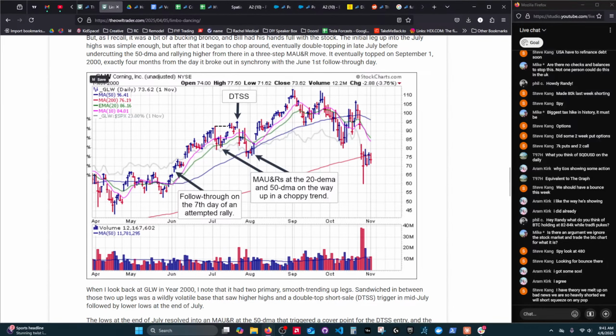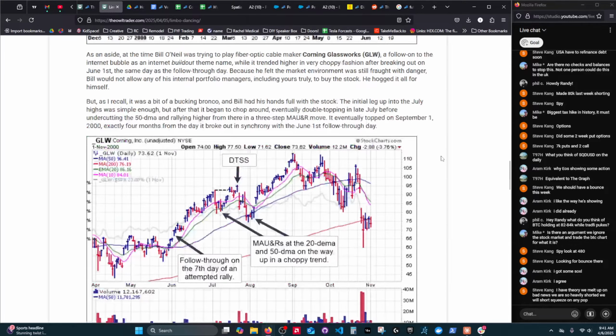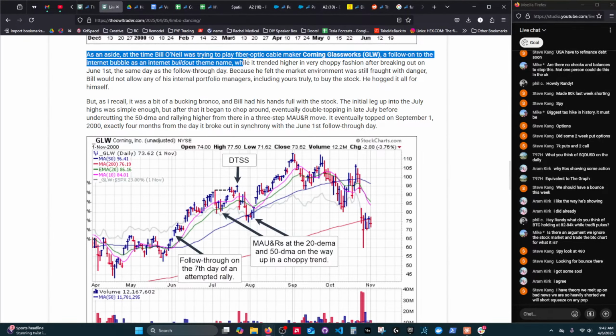He talks about William O'Neill trading Corning, but he mentioned, as an aside, that at the time Bill O'Neill was trying to play fiber optic maker GLW, Corning Glassworks, on a follow through to the internet bubble as an internet build out theme name. While it trended higher in very choppy fashion after breaking out on June 1st, the same as the follow through day. So right here, that's his buy point from a double bottom base. That's his buy point.